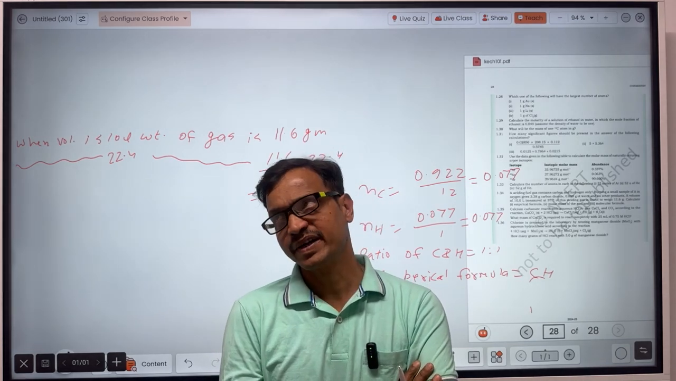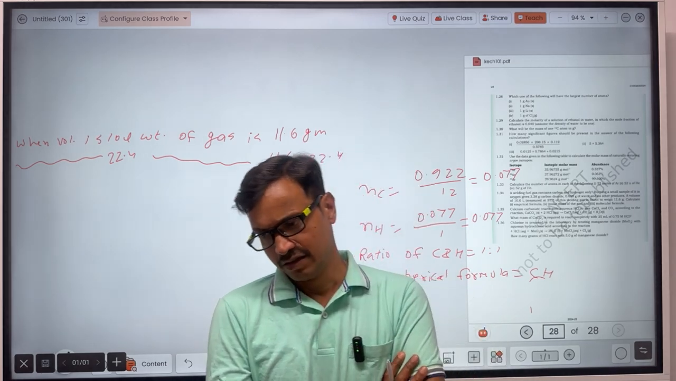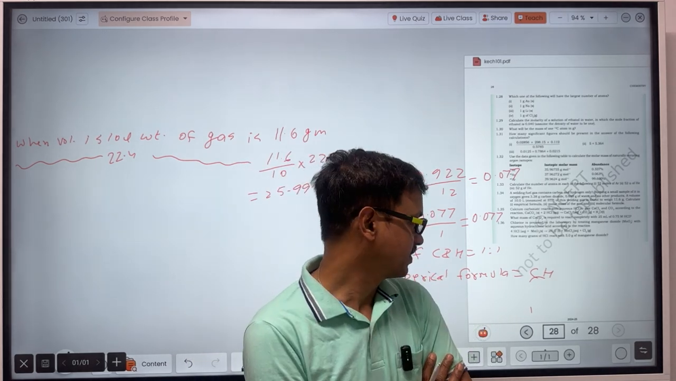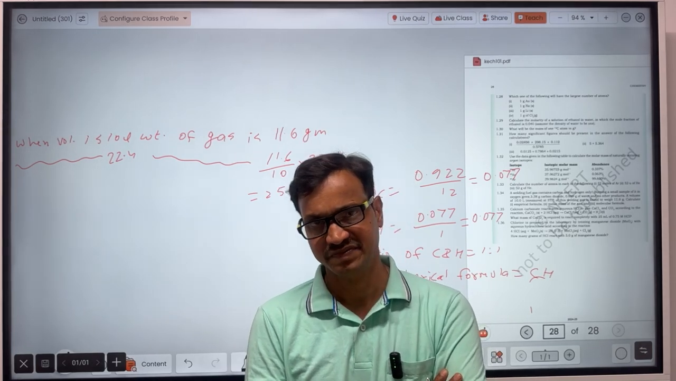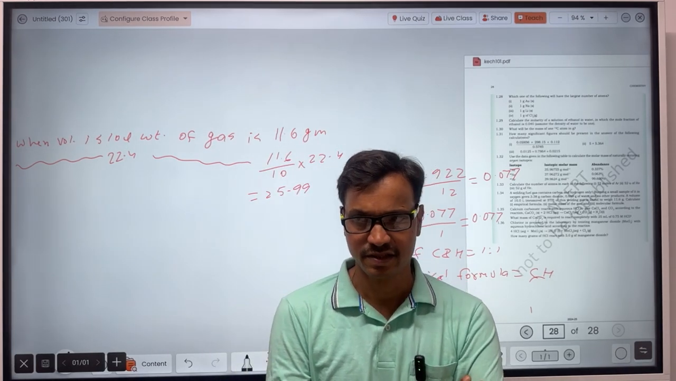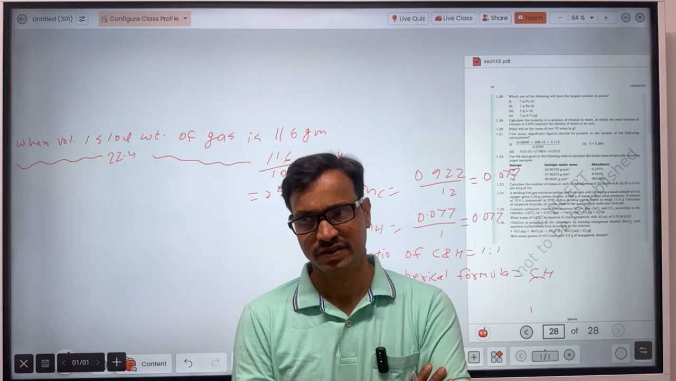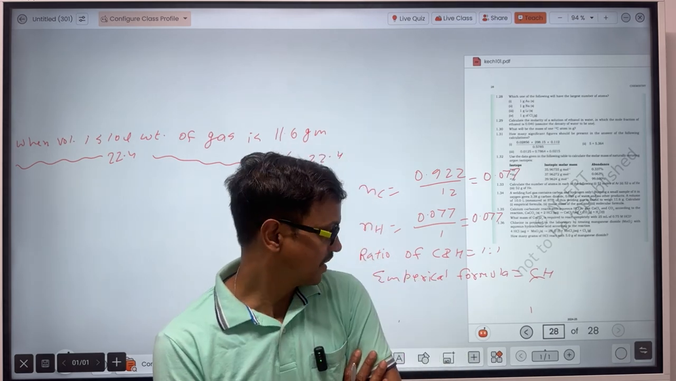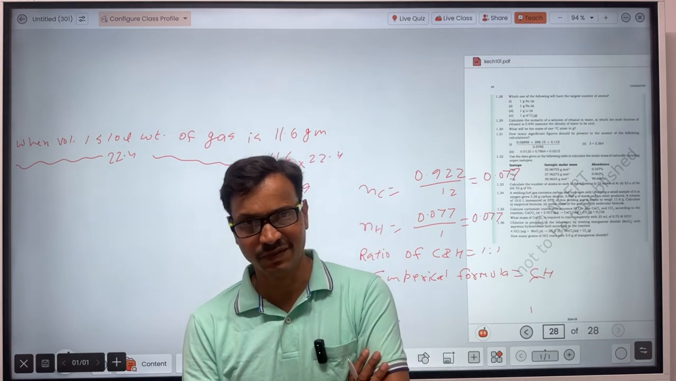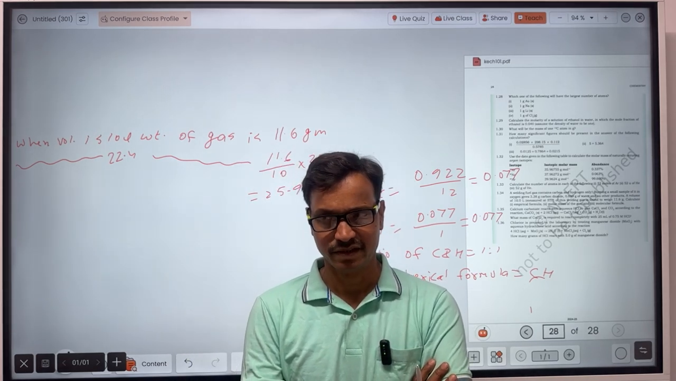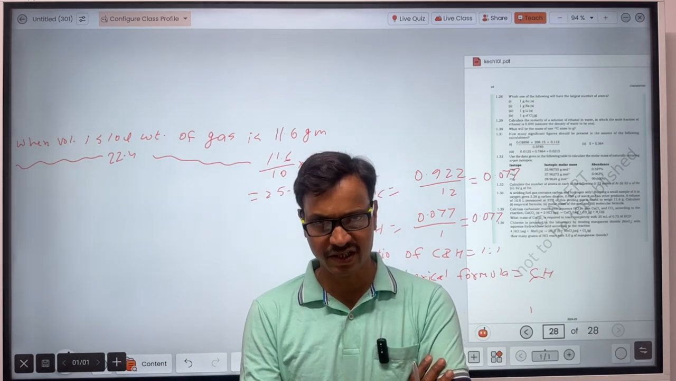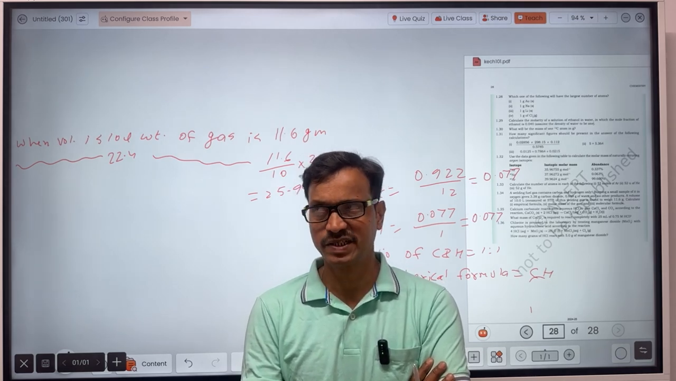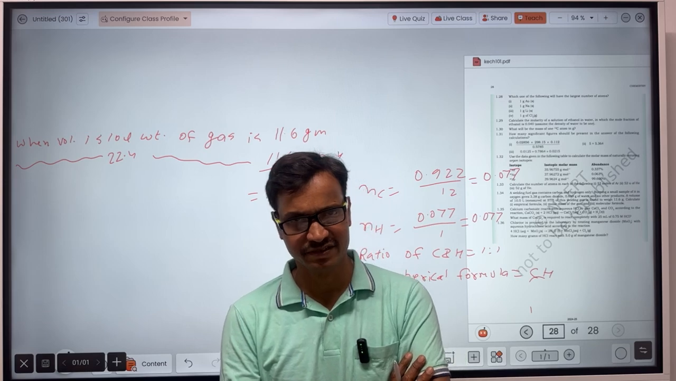Because the empirical formula is the ratio in which different elements are present in the molecule, and the molecular formula is the actual number of different types of atoms present in the molecule. So here, in other words, the molecular formula will be a multiple of the empirical formula. So molecular weight will be a multiple of empirical formula weight.